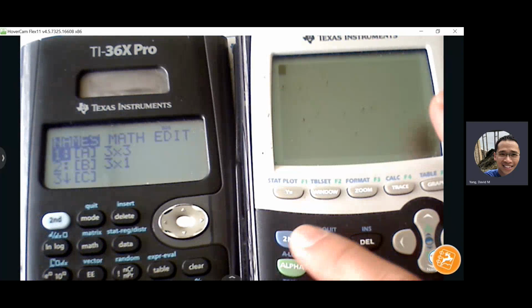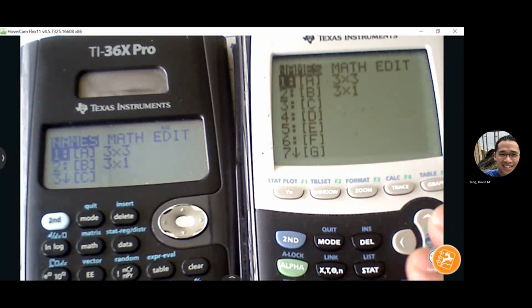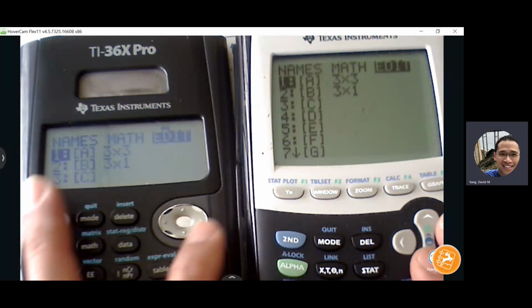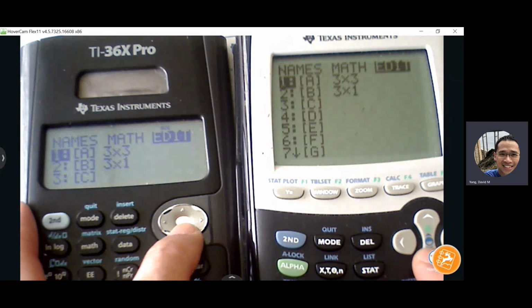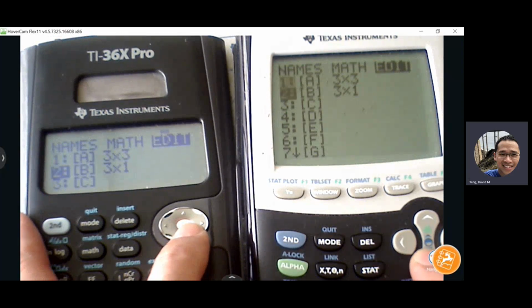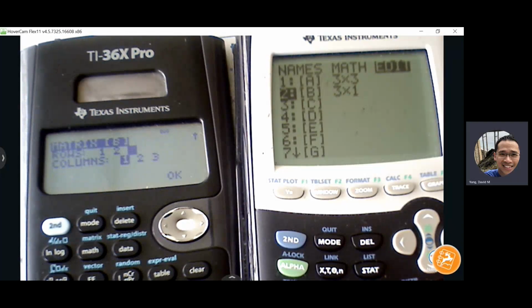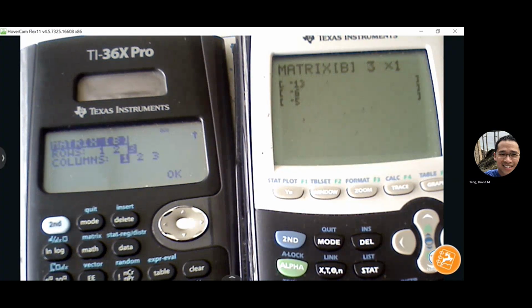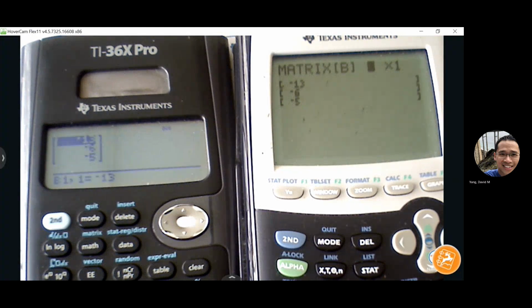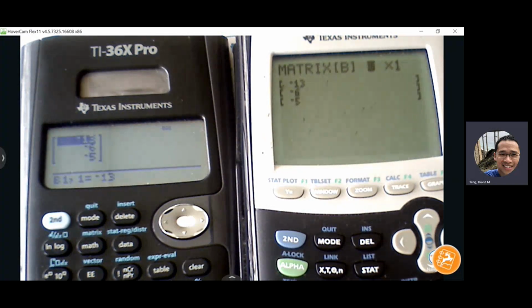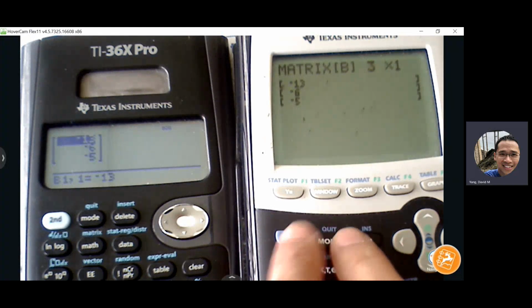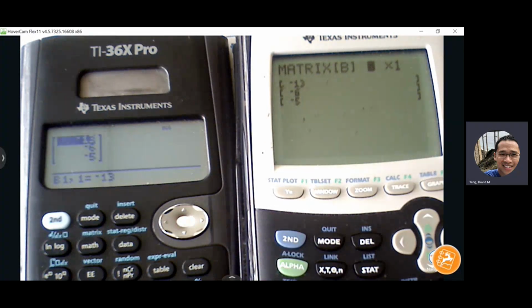Go back to matrix again. Edit. Now you want to edit your second matrix, your constant matrix, which is going to be a 3x1. Again, if it's not showing 3x1, it's okay. You can always specify the dimension of your matrix. How do you go back? Second mode, yeah. So these two buttons will take you back to your home screen, where you'll see that quit button.